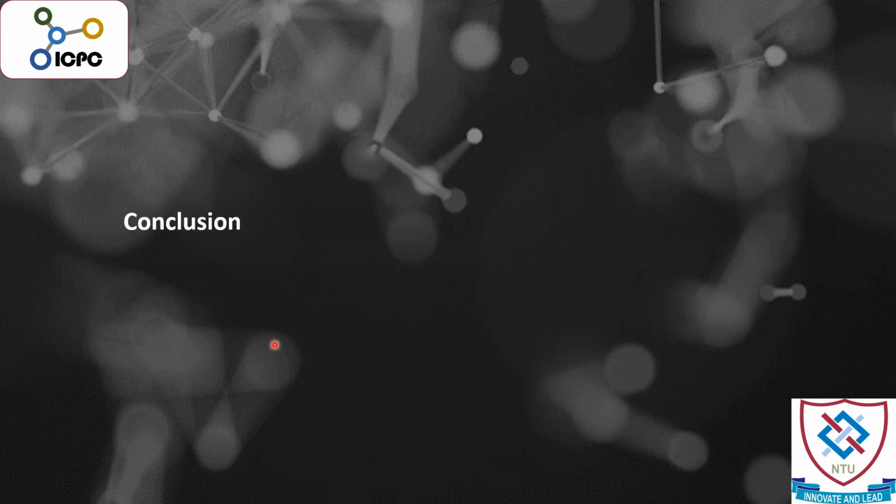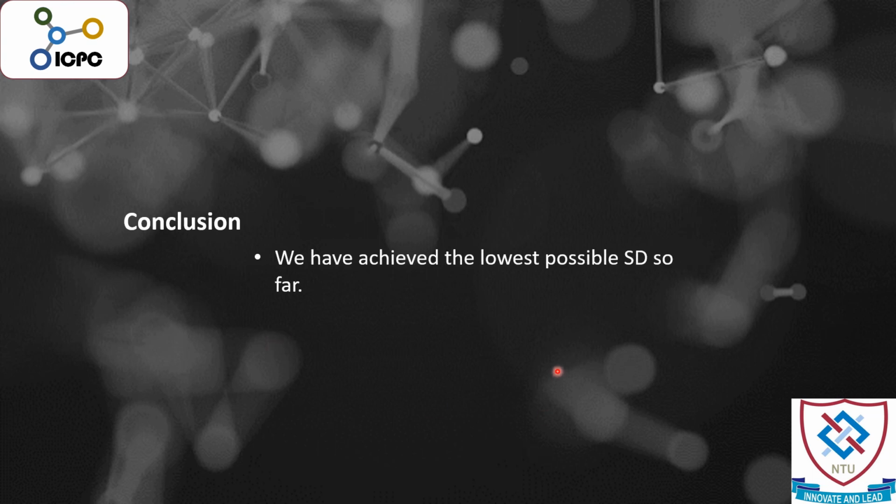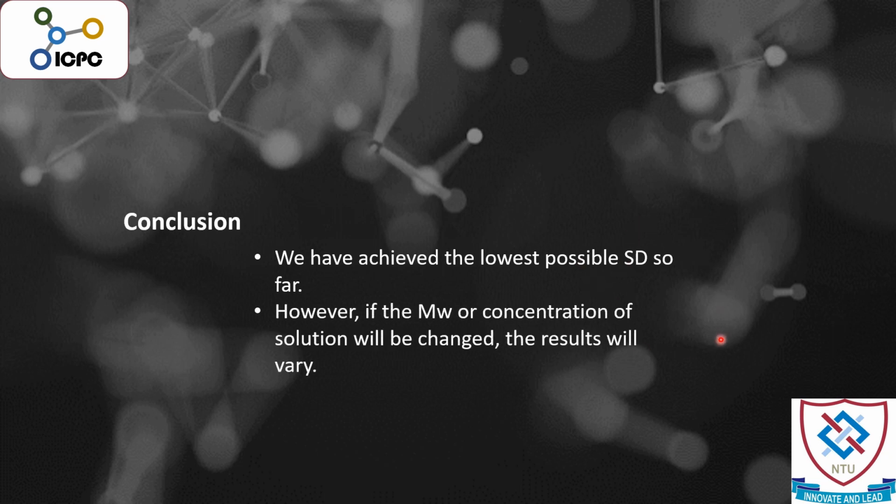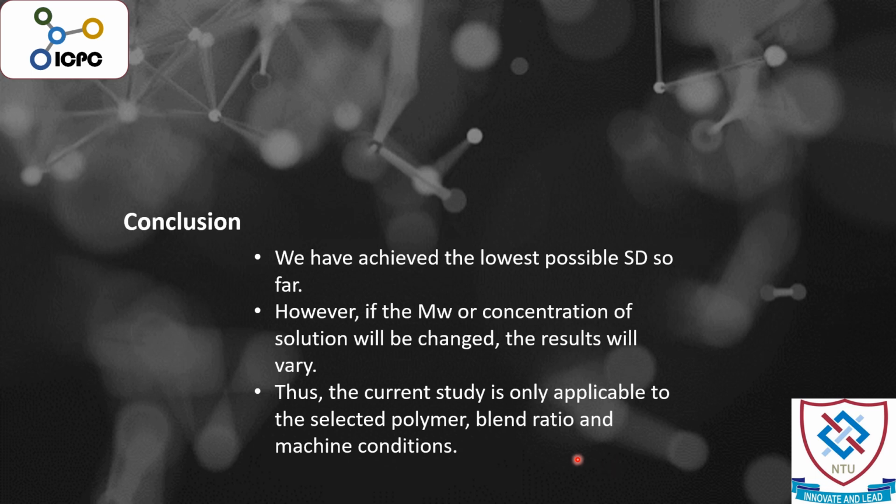So let's talk about some conclusions. So we have achieved the lowest possible standard deviation so far. In literature we have seen standard deviation of 200 to 300 nanometer is possible. However, we have only achieved 29 nanometer standard deviation. So if we increase or decrease the molecular weight or concentration, the solution properties will change and the results will vary. So it can be said that these findings are only valid for this study, this polymer, this solvent, this blend ratio and this machine.